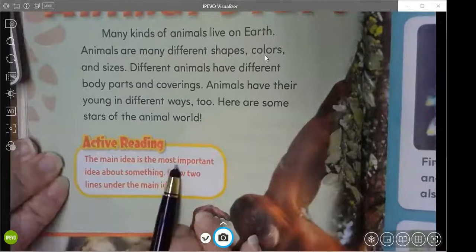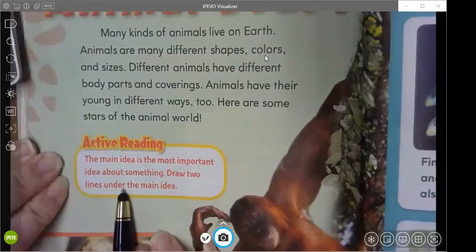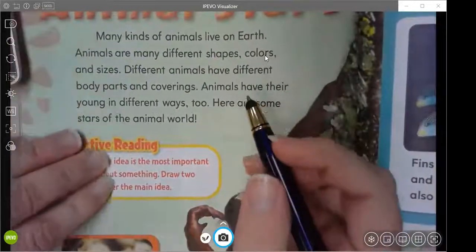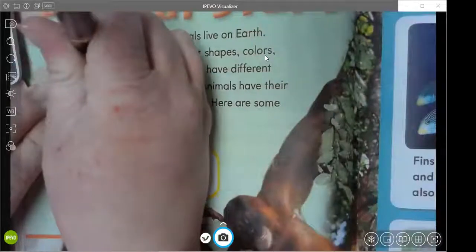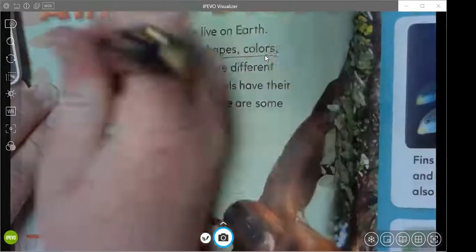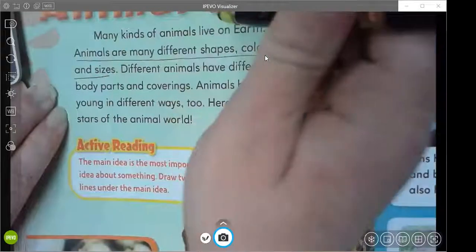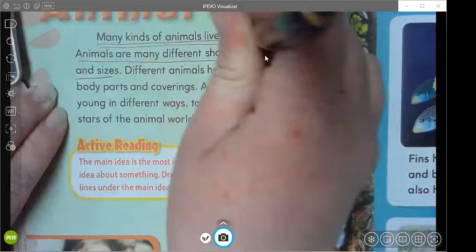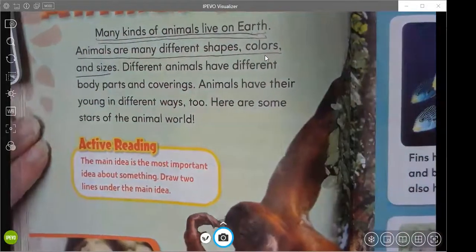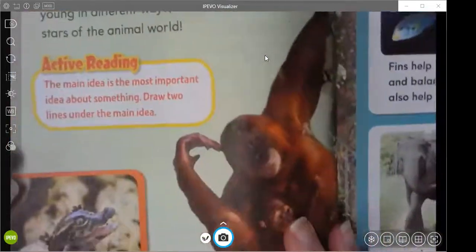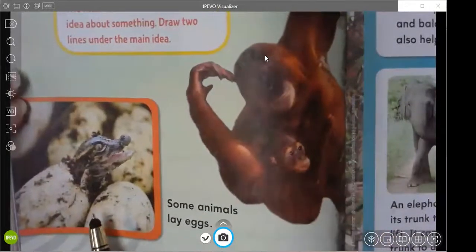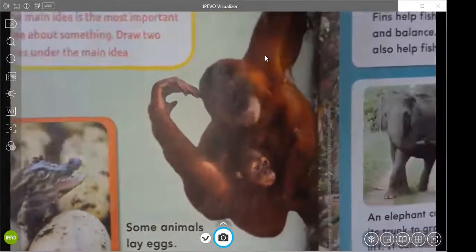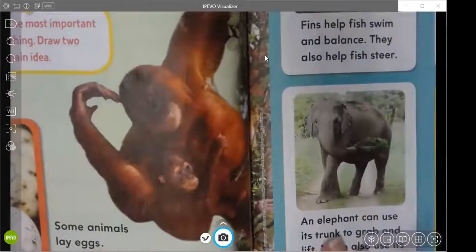All right, the main idea is the most important idea about something. Draw 2 lines under the main idea. So what we're going to underline is animals are many different shapes, colors, and sizes, and we're going to double underline many kinds of animals live on Earth. Okay? All right, so here we go. Some animals lay eggs. It's either a crocodile or an alligator. Other animals give birth to their young.